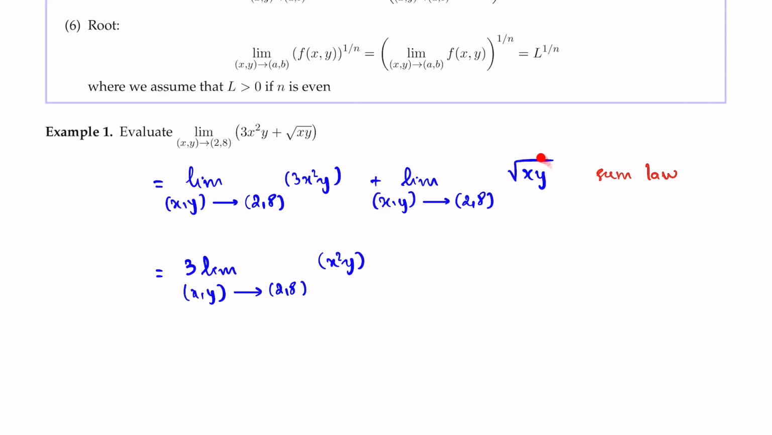For the second limit, this is the root law. Instead of calculating the limit of the square root of xy, I'm just going to calculate the limit of xy and then take the square root of the limiting value later. So this is equal to the square root of the limit of xy as (x, y) approaches the point (2, 8). Note that for the first limit, I used the constant multiple law.